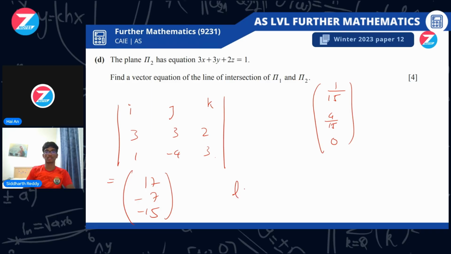So now we can just say that L is going to be equal to 1 by 15, 4 by 15, 0, plus t into 17, minus 7, minus 15.